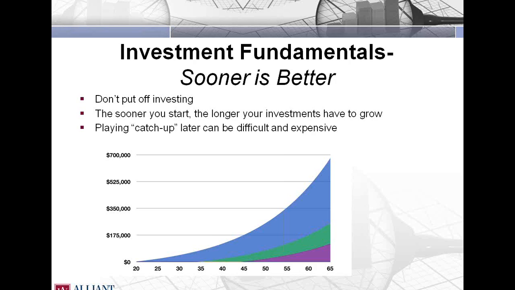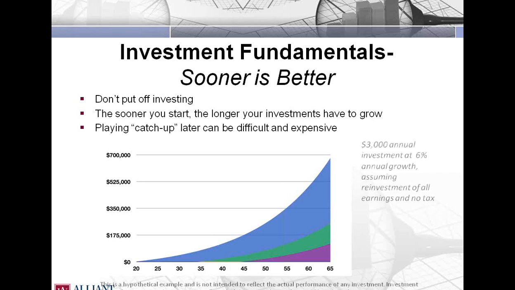The sooner you start investing, the more time your investments have for potential growth. Waiting too long can make it very difficult to catch up. For example, invest $3,000 at the end of each year starting when you're 20 years old, and you will have accumulated almost $680,000, assuming a 6% annual growth rate, no tax, by age 66.